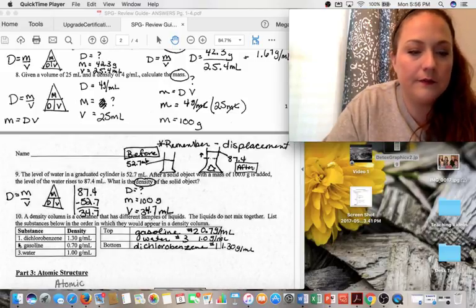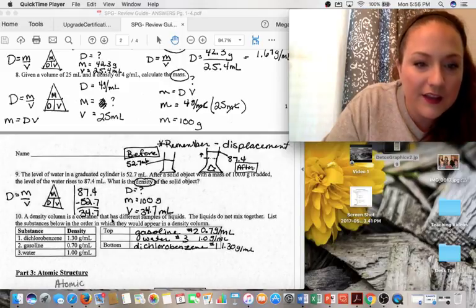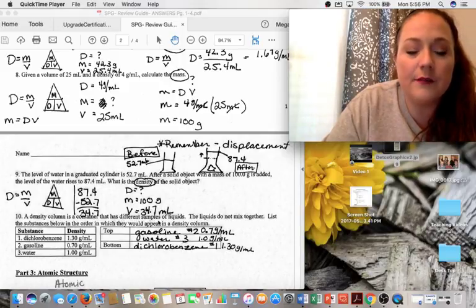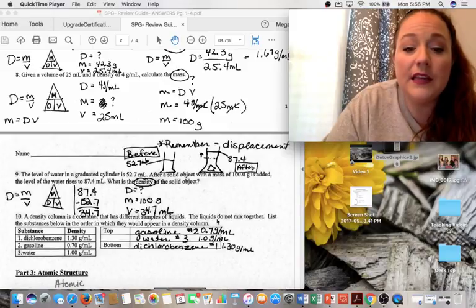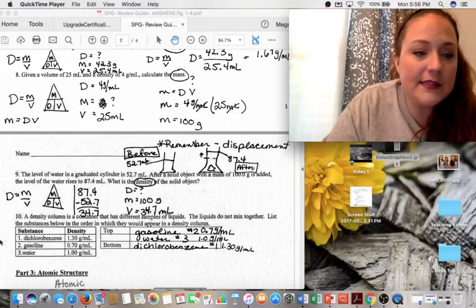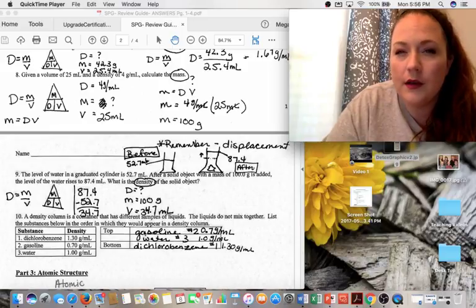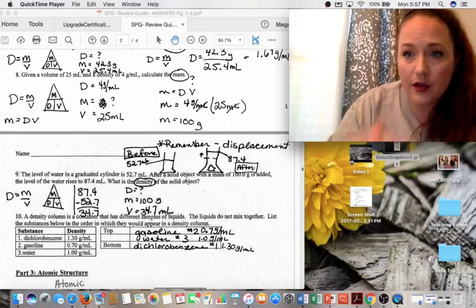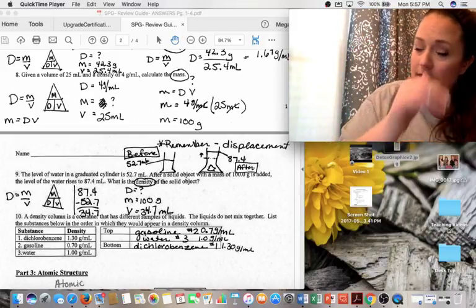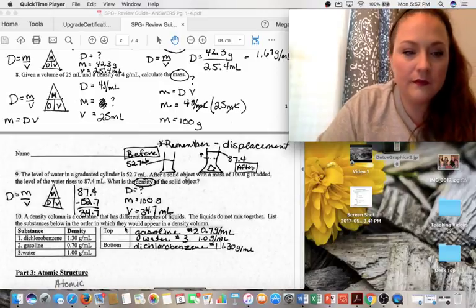All right. So, a density column in a container that has different samples of liquids. The liquids do not mix together. List the substances below in the order in which they would appear in a density column. Now, we actually did a density column where we took random household substances and combined them together and made the different layers. So, try to keep that in mind as well.